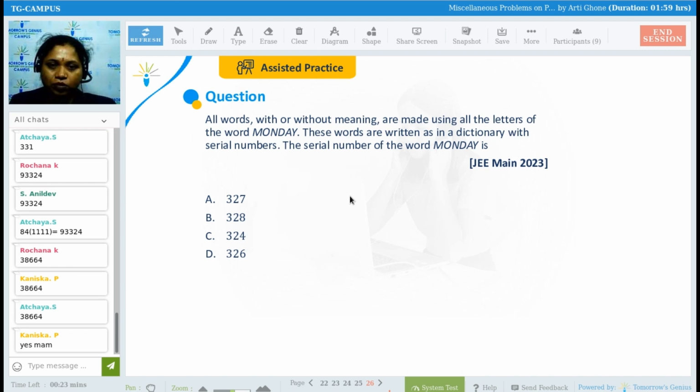Now this is a so easy question. With or without meaning, words made using the letters of Monday. They want to ask you the rank of Monday. Are you able to calculate the rank of Monday? Do it and tell me the answer. Which one is the rank of Monday? Quickly. And it is a question of JEE 2024.